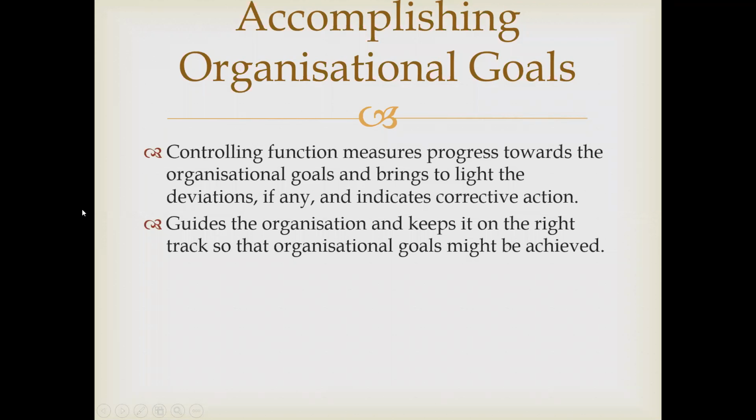So, the controlling function guides the organization and keeps it on the right track so that organizational goals might be achieved. The ultimate objective of performing this function of management, which is one of the very important functions of management, is that the organizational goals are achieved as decided.